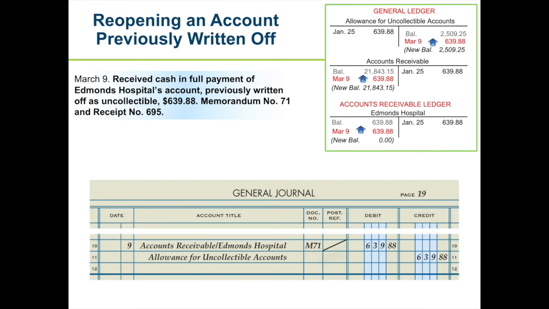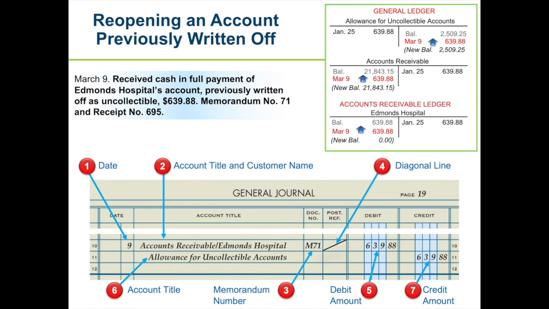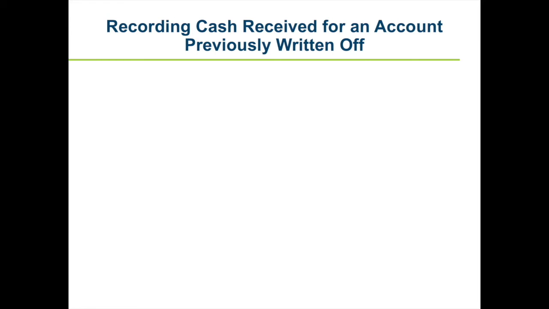Now to record the reopening of a previously written off account, we're going to take the numbers that we have in red and place them in our general journal. As always, we write the date, the account title, and the customer names. Accounts receivable, Edmonds Hospital, will be debited. Source document number, a diagonal line to post to two different spots. Our debit amount, account title in our credit, indented slightly. Our credit amount.